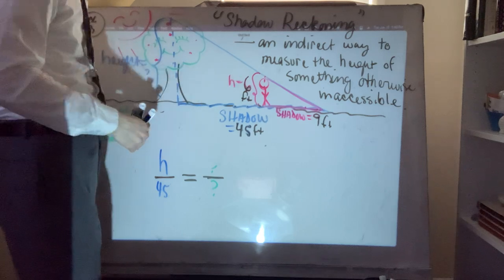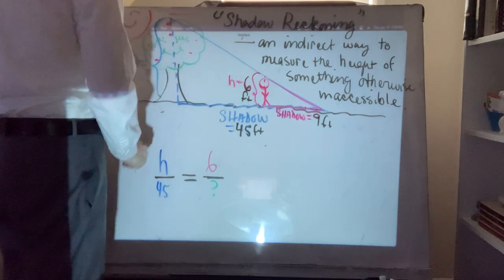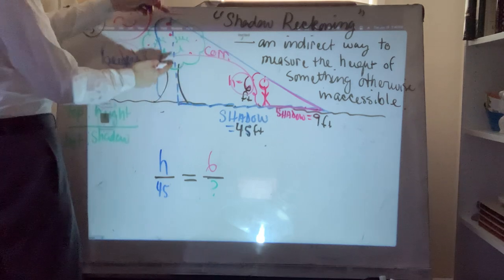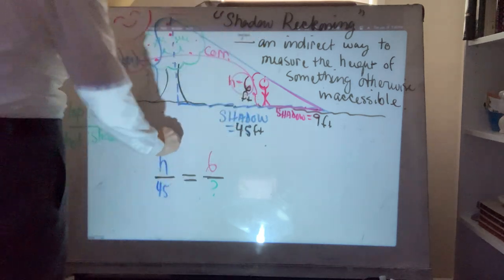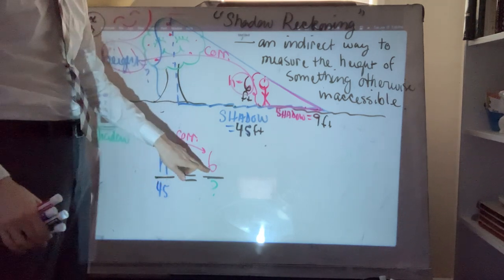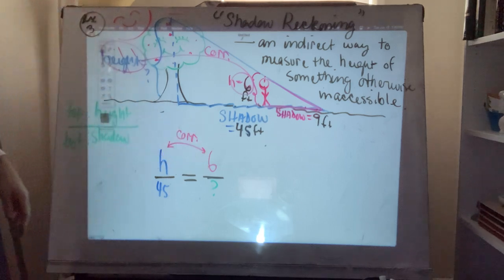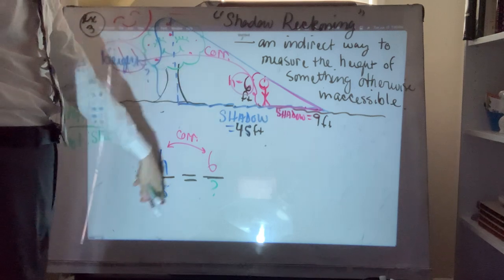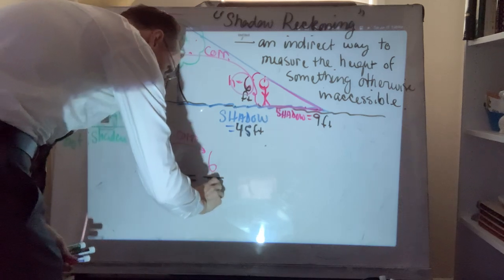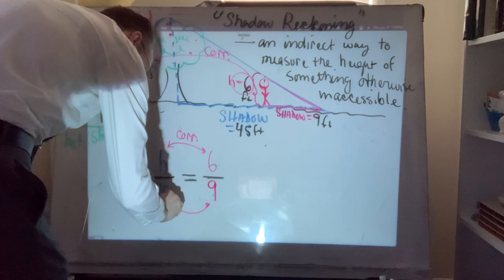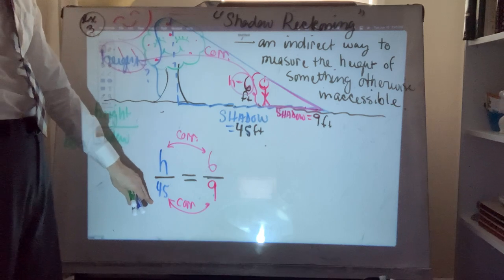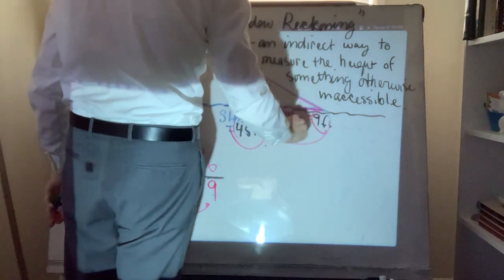If the height of the person here is 6 feet, remember, the height of this tree essentially corresponds to the height of this person. These are corresponding parts, upright. So H corresponds to 6. They're not the same figure, they're not the same amount, but they're related. They're both heights. The shadow length of the tree is established as 45. The shadow length of the person, coincidentally, is 9. Again, these are corresponding. They're not the same amount, as you can see, but they're related. This corresponds to this.